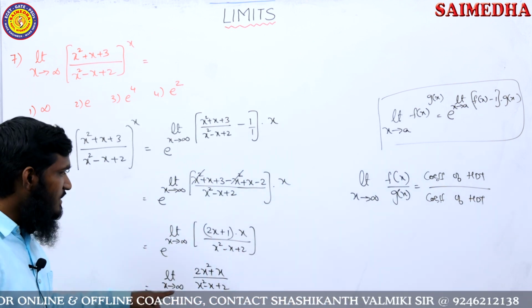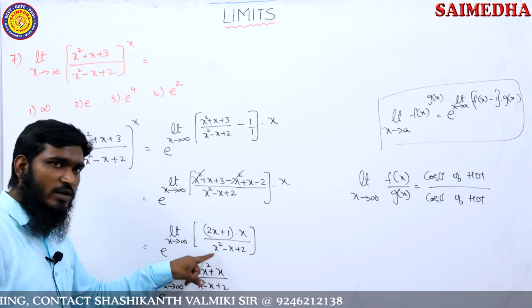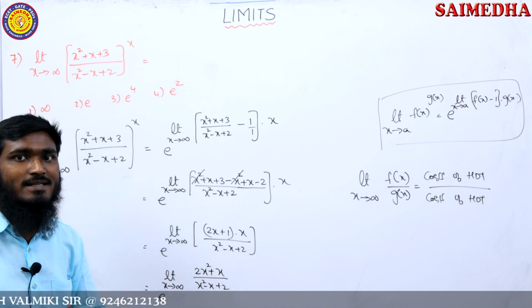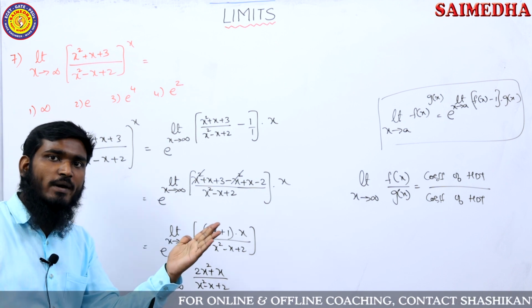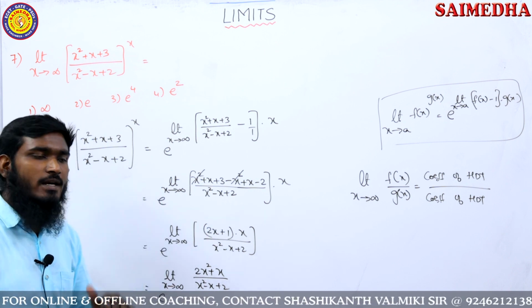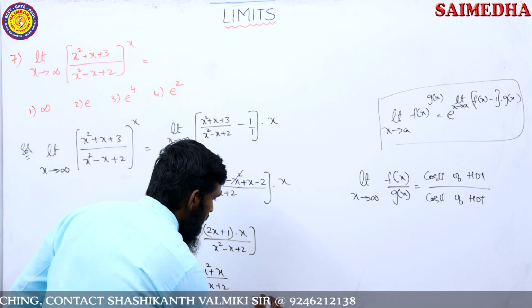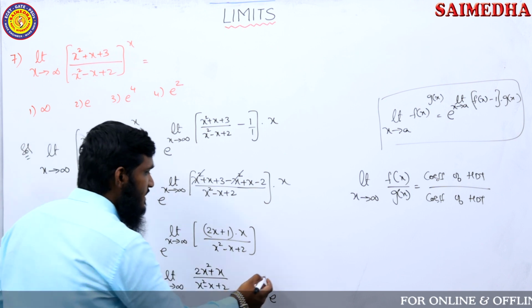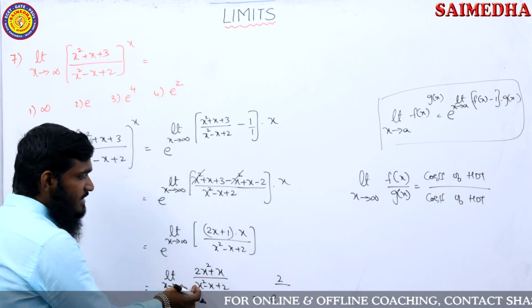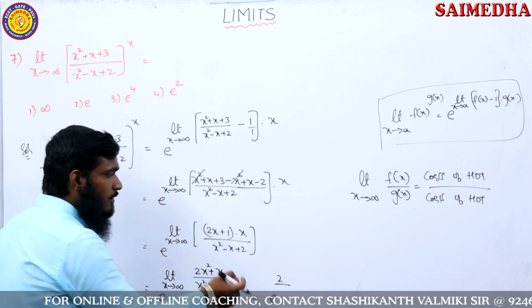Okay. Now what is the highest degree term over here? From all this, x square is the highest part. So we have to take the coefficient of x square in the numerator, coefficient of x square in the denominator. So which is equal to e power, what is the coefficient of x square in the numerator? 2 is given, divided by, what is the coefficient of x square in the denominator? 1.